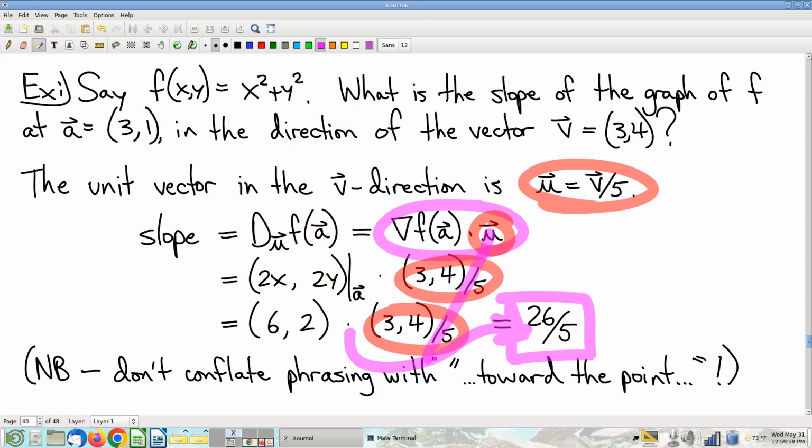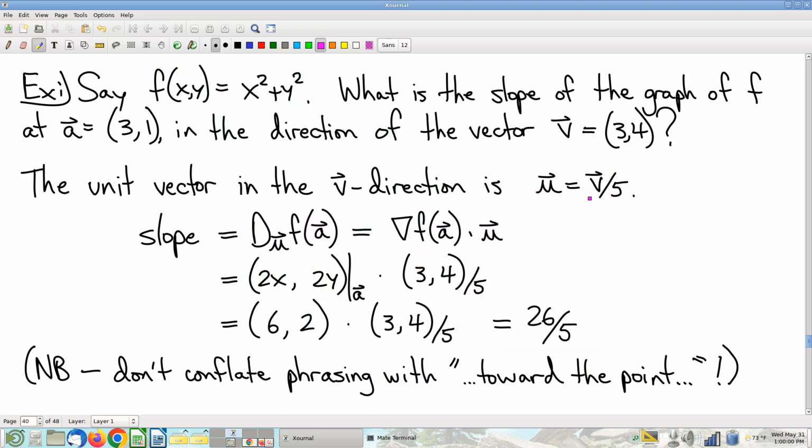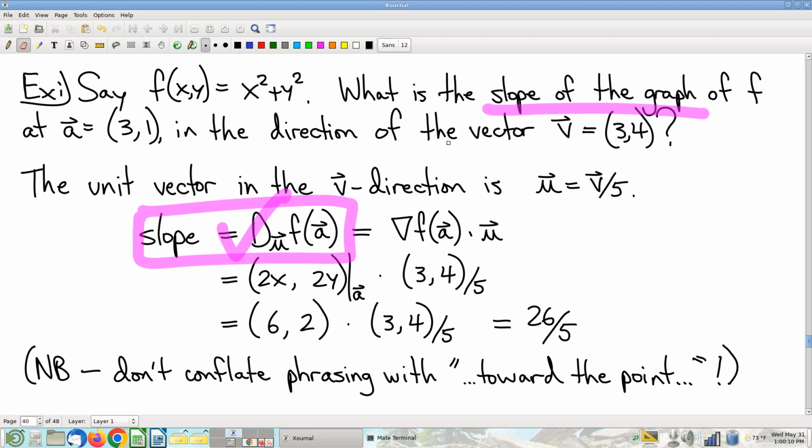The main interesting part of what we've done here is to recognize that because the question asks for the slope of a graph, we just need to compute the directional derivative.